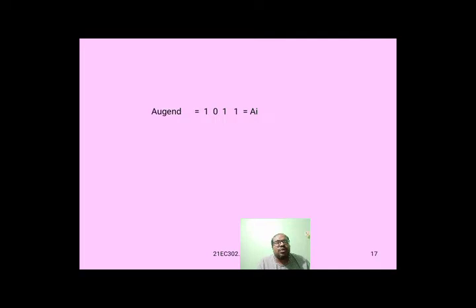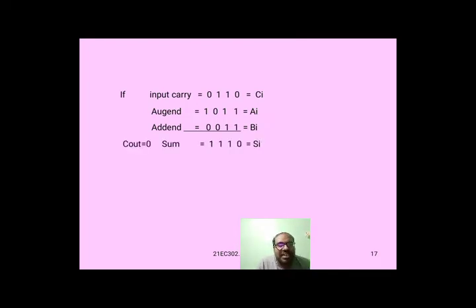Augend is 1011 (A), addend is 0011 (B), input carry equal to 0 1 1 0, that is Ci. Output S3 or Si is equal to 1 1 1 0, Cout is equal to 0. So here the values are 1 0 1 1 plus 0 0 1 1 equal to 0 1 1 1 0.